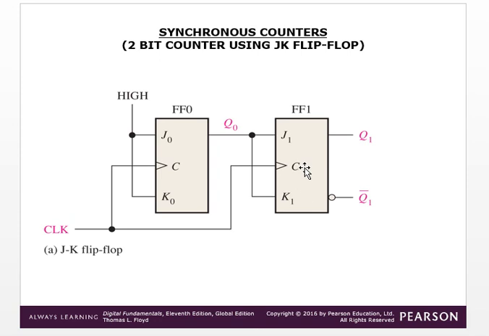But here J1 and K1 are not connected to 5 volt. They are connected to the output of the first flip-flop. So how does this work? For example, when the first clock comes, assume J0 K0 is 1 1, and 1 1 means toggling. Initially it is 0, so J1 K1 will be 0 0, and 0 0 means no change. See the table here.